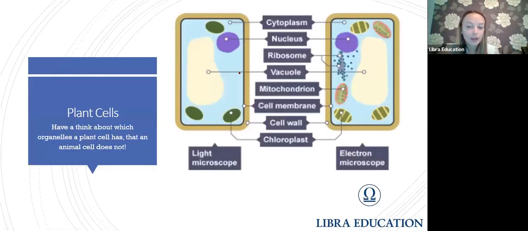So this is your typical plant cell diagram. I want you to have a think about which organelles a plant cell has and an animal cell does not. So have a quick look at this diagram and start thinking to yourself, okay, which of these organelles does a plant cell have that an animal cell does not? I'll give you a little bit to think about that.